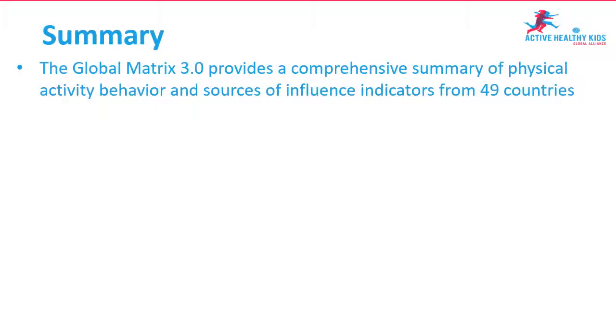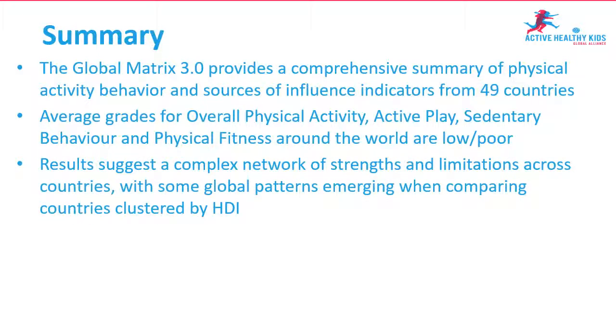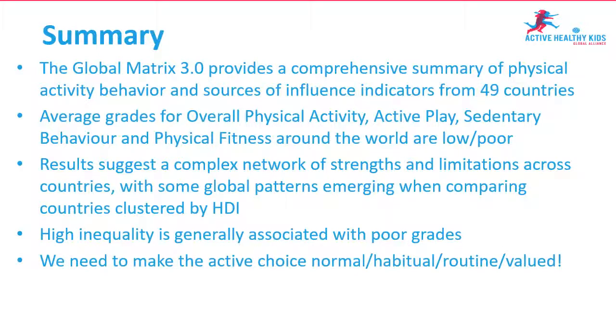So in summary, the Global Matrix 3.0 provides a comprehensive summary of physical activity behavior and sources of influence indicators from 49 countries around the world. Average grades for overall physical activity, active play, sedentary behavior, and physical fitness around the world are low or poor. The results suggest a complex network of strengths and limitations across countries, with some global patterns emerging when comparing countries clustered by Human Development Index. High inequality is generally associated with poor grades. We saw that across several of the indicators. We need to make the active choice normal, habitual, routine, and valued, not something associated with a special event.